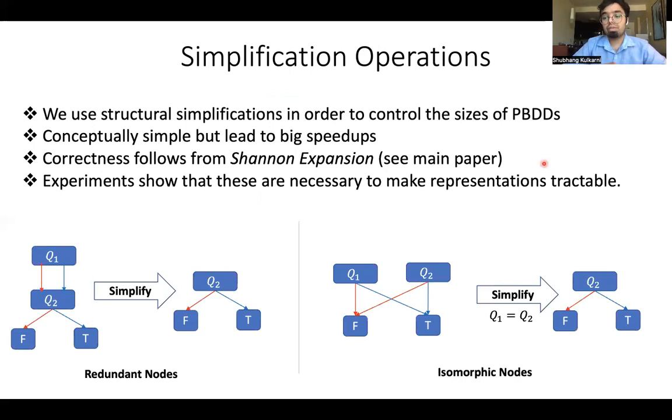So the two simplification operations that we include for all operations are the removal of redundant nodes and isomorphic nodes, which are also used in BDD literature to simplify BDDs. The first one allows you to contract redundant subtrees in your BDD, whereas the second one allows you to contract isomorphic nodes or isomorphic subtrees in your BDDs, so that the final output is that you get simplified versions of your BDDs.